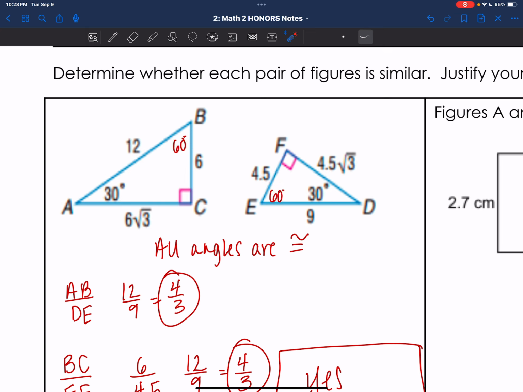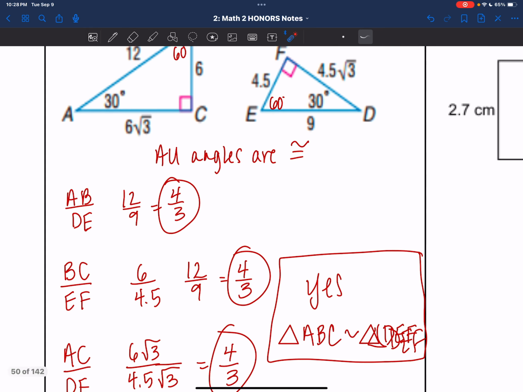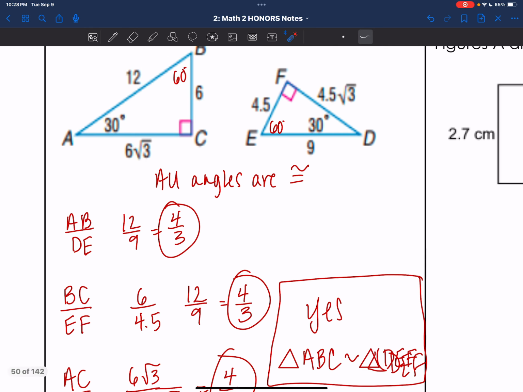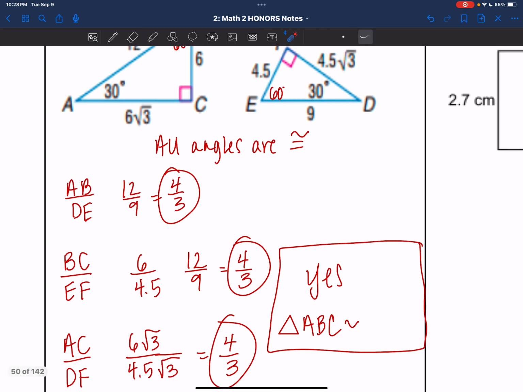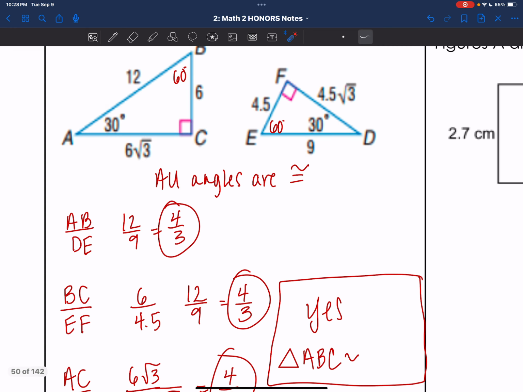So all of our angles are congruent. So if your angles are congruent, sides proportional. That's what we're looking for. So now we need to figure out, oh, what happened here? It's like a little dance party with my letters. Okay. So now we need to figure out if it's proportional. So angles congruent, sides proportional.